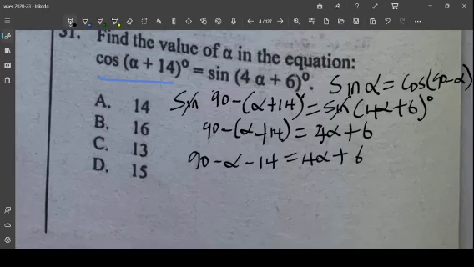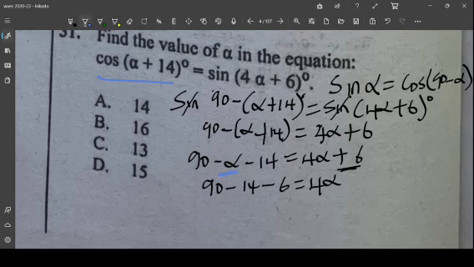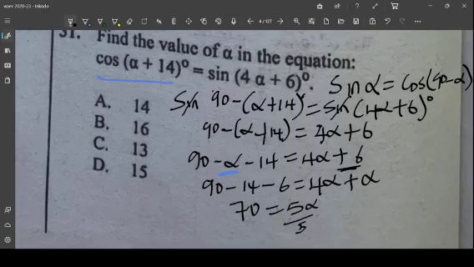6. All right. So if I collect like terms, let me push the alpha to the other way. I'm going to have 90 minus 14 minus 6. I brought this 6 over to the other side. So 90 minus 14 minus 6 is equal to 4 alpha. When I move this minus alpha to the other side, it becomes plus alpha. So 90 minus 14 minus 6, that is 70, is equal to 4 alpha plus alpha, which is 5 alpha. So when I divide both sides by 5, I'm going to get that alpha is equal to 14. All right. So that's my final answer.